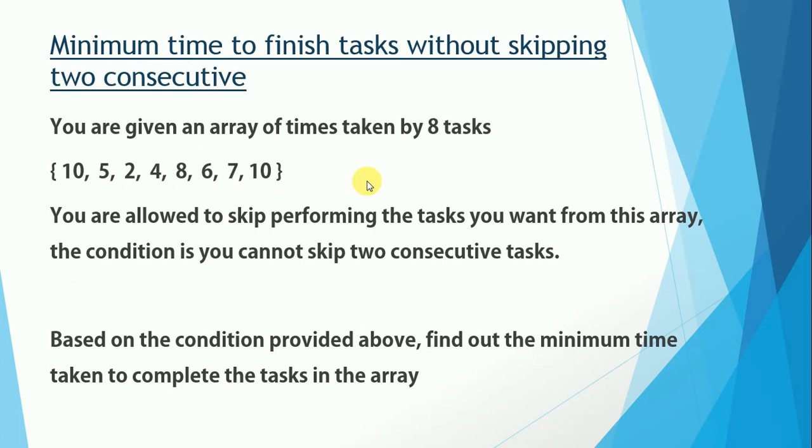There is a certain magnitude of freedom that this DP problem provides. You can skip performing some tasks from this array, but the condition is you cannot skip performing two consecutive tasks. Remember, you cannot skip performing two consecutive tasks. This means that if you skip task number 1, for which the time taken is 10, then you can't skip performing the task number 2, for which the time given is 5. You must perform it. Your ask is to find out the minimum time taken to perform the tasks given in this array, given that you can skip a few tasks.